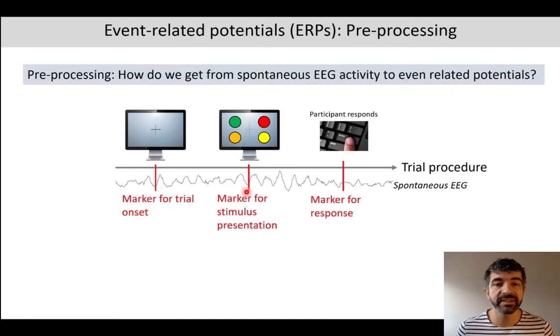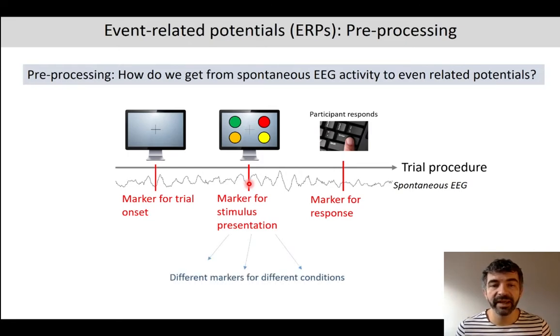So we do this by sending markers to the EEG amplifier. So for example, there might be a marker for the trial onset, there might be a marker for the stimulus presentation, and also for the response. So throughout one trial, there might be several markers coding different things, different events, and then the marker informing us about the experiment is stored together with the spontaneous EEG in a data file.